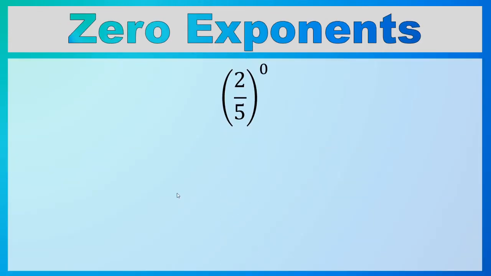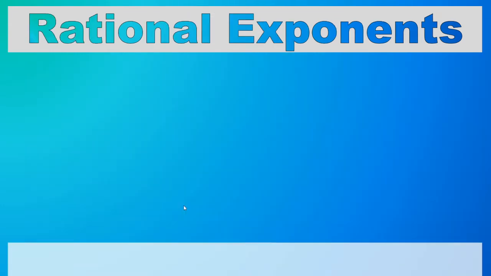What about when you have a zero exponent? For example, 2/5 and that to the 0 power. Now as I explain later in the set of videos, anything but 0 and that to the 0 power is equal to 1. And now 1 is equal to 1 over 1. And again, we use the idea that anything but 0 and that to the 0 power is equal to 1. And you can do likewise with variables.